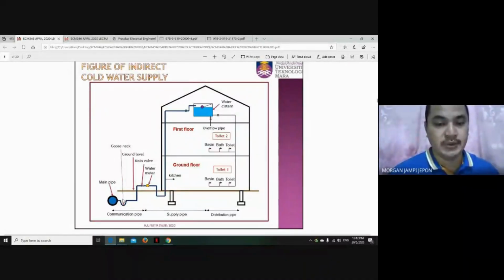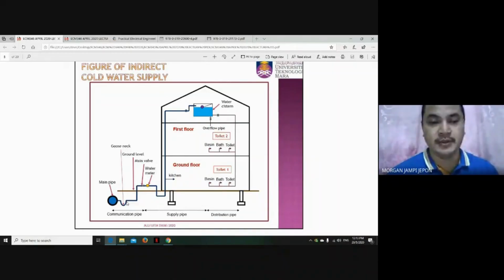Similar to direct cold water supply, the pipe comes from the main supply. Then we should have this so-called gooseneck here. This gooseneck is actually a shape of a pipe, a little bit bent. We will touch on the purpose of the gooseneck later. Then the pipe goes to the main valve as well as the water meter, and it must be above the ground so that we can see the water meter. Then it goes underground again, then enters the house.